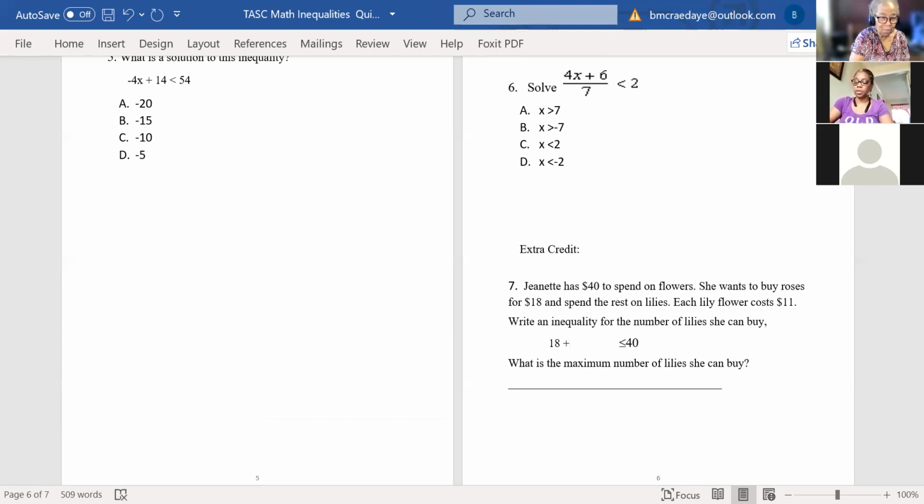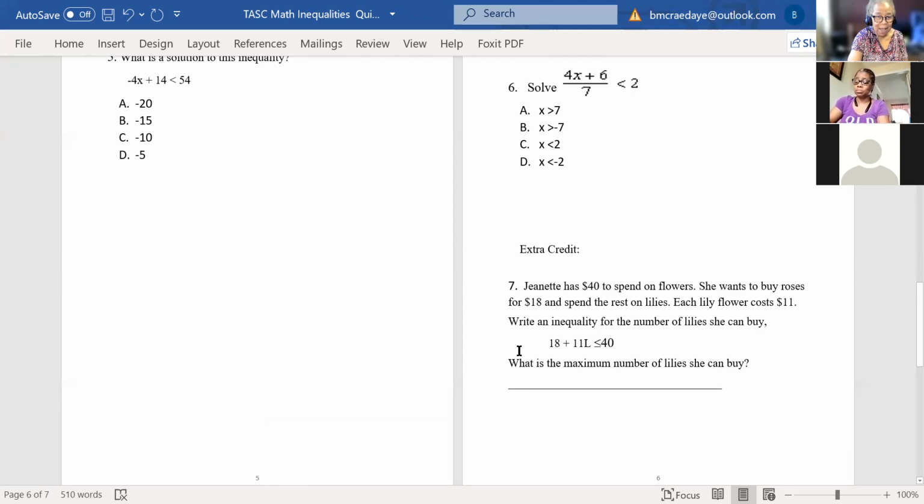So how do I write plus the lilies? $11. I can let L be the lilies. So what would that be, Vanessa? 11L. That's it. Very good. 11L. So there's your inequality: the $18 for the roses, plus $11 times the number of lilies, and it has to be less than or equal to 40.